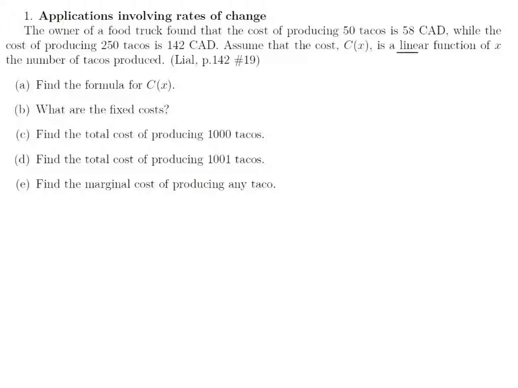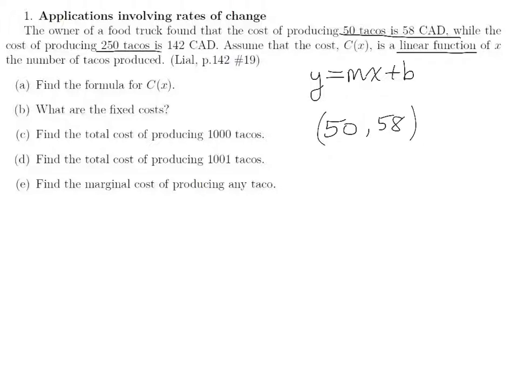So we know that it's a linear function, and we know that linear functions look like this: y equals mx plus b, where m is the slope of this line, b is the y-intercept, which is the value when x is equal to 0. And we are given 2 points, 50 tacos and $58. So x is the number of tacos, so that's going to be our x value, and 58 the corresponding y value. And we're given a second point on this line, 250 tacos and 142.